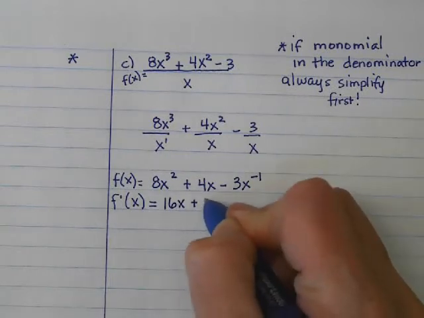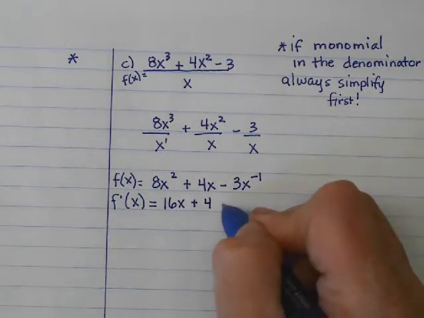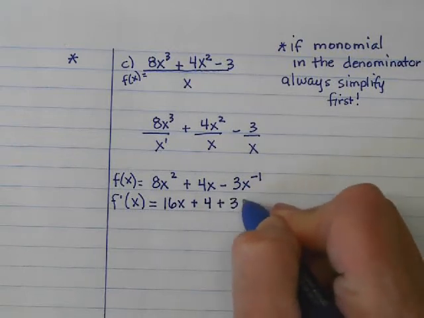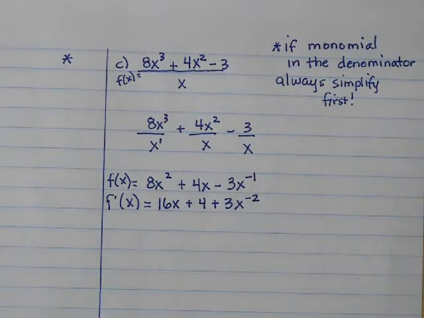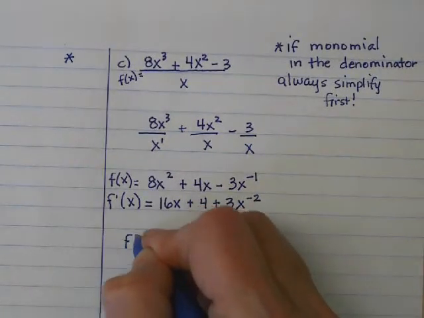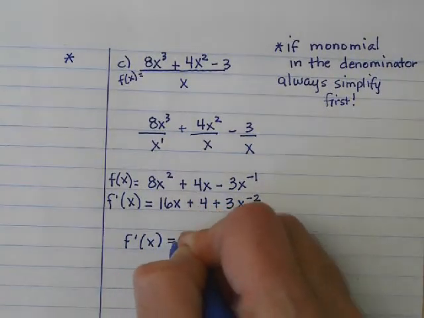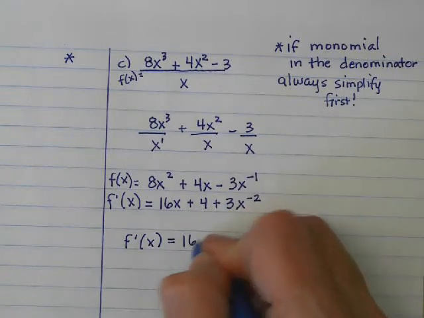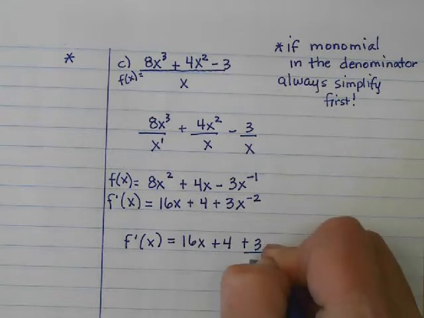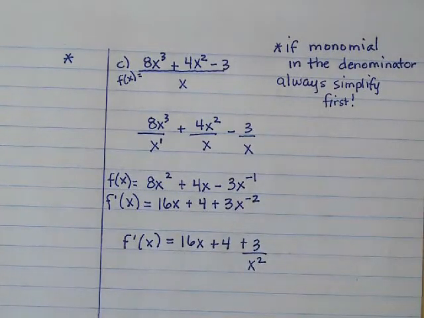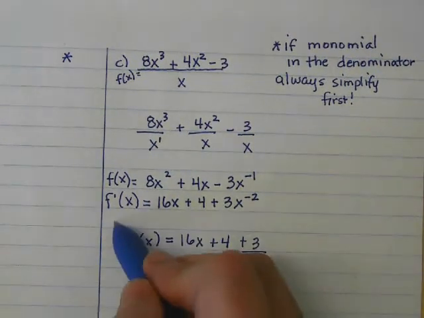Okay, 16x plus 4 plus 3x to the negative 2. So this f prime of x is 16x plus 4 plus 3 over x squared.